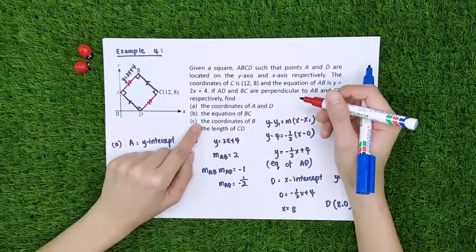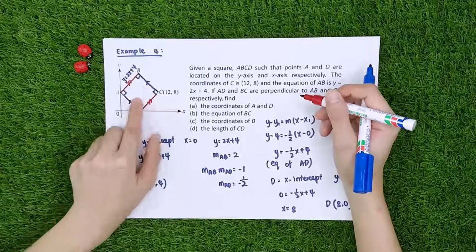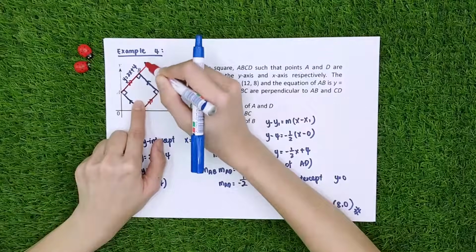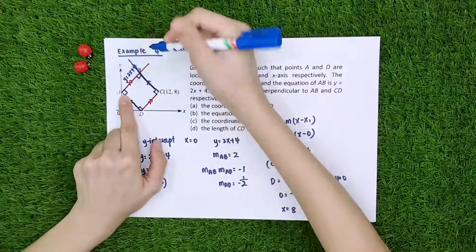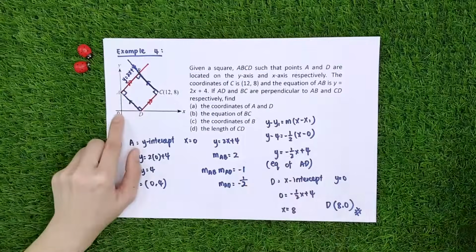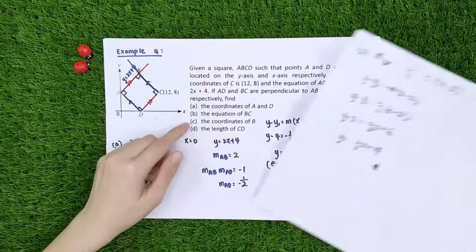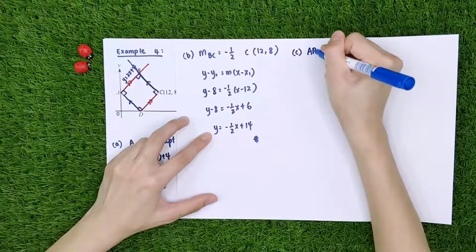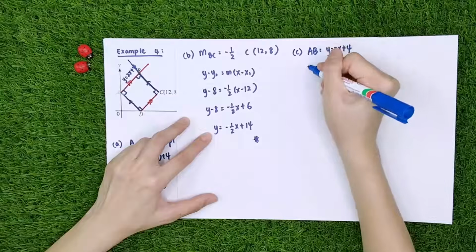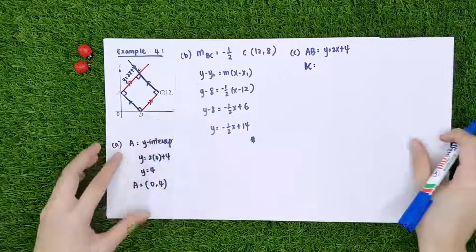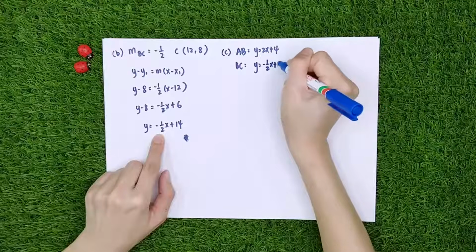Now we go to part C, where the question wants us to find the coordinate of B. The coordinate of B is the intersection of these two lines, which are the equation of AB and the straight line of BC. For part C, the straight line of AB is y equals 2x plus 4. And the straight line for BC is what we found in part B, y equals negative half x plus 14.